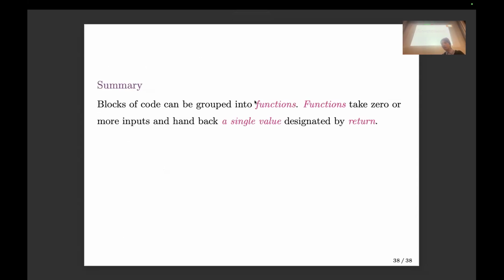Okay, so blocks of code can be grouped to form functions. Functions take 0 or more inputs and hand back a single value by a return type. Anytime we do a class example now, it's going to be in the form of a function. This is the smallest piece of code that we're going to work with.